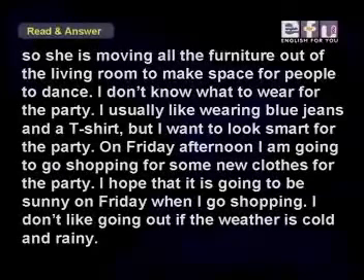I don't know what to wear for the party. I usually like wearing blue jeans and a t-shirt, but I want to look smart for the party. On Friday afternoon, I'm going to go shopping for some new clothes for the party. I hope that it's going to be sunny on Friday when I go shopping. I don't like going out if the weather is cold and rainy.